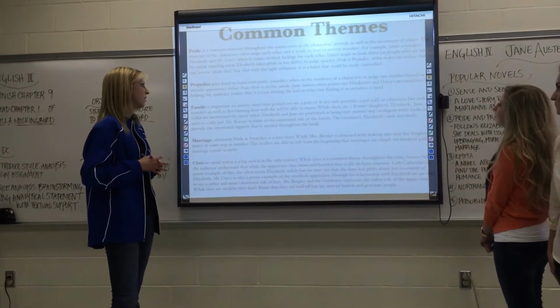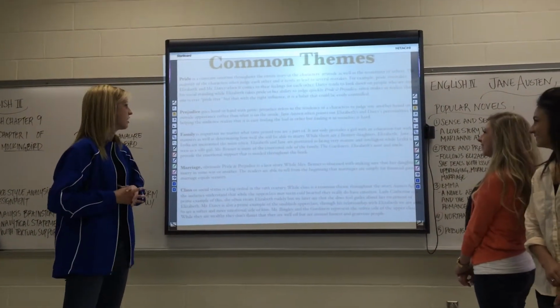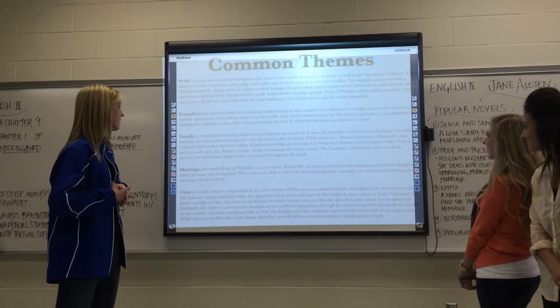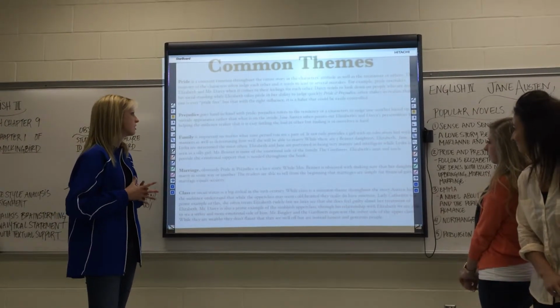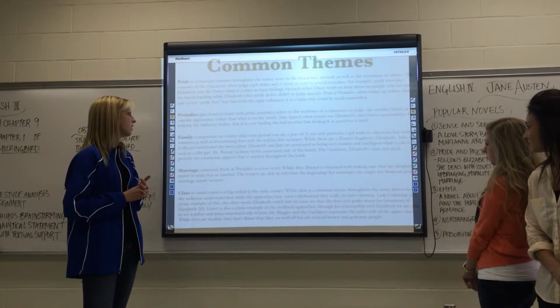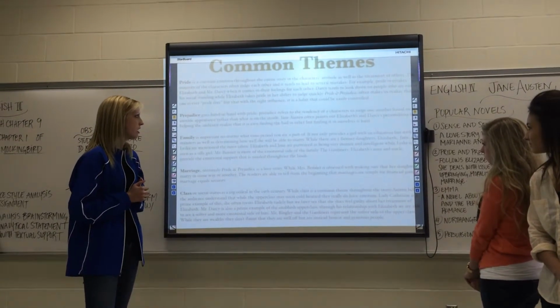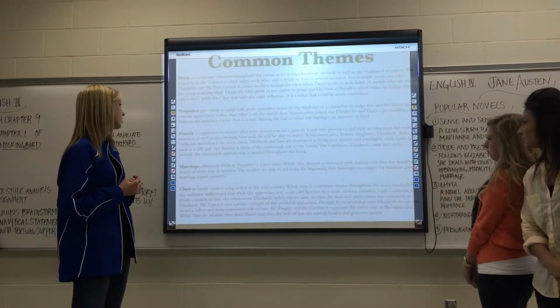Family is important no matter what time period you are a part of. It not only provides the girl with education, but with manners as well, and determines how well she will be able to marry. While there are 5 Bennet sisters, Elizabeth, Jane, and Lydia are mentioned the most often. Elizabeth and Jane are portrayed as being very mature and intelligent, while Lydia is seen as a silly girl.